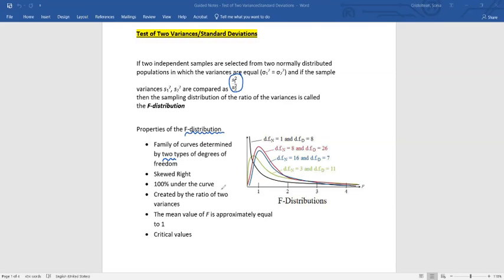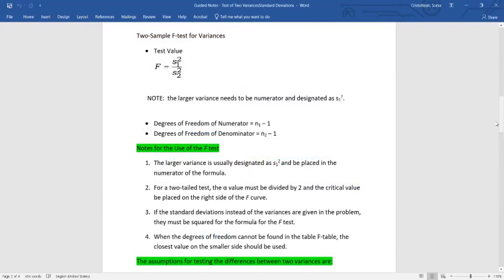100% of the area is under the curve. It is created by the ratio of two variances. The mean value of F is approximately equal to 1. This is where the mean value of F is. And we can figure out critical values from a table, but that table has many pages. So when we do a test of two variances, we will set up the hypotheses accordingly, and then we will be looking for the test value.